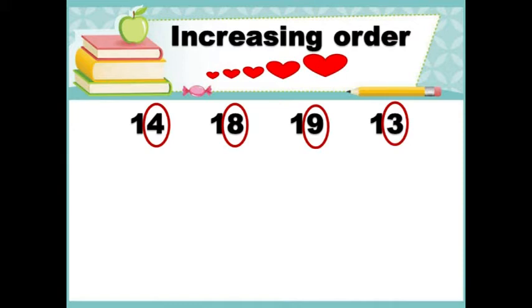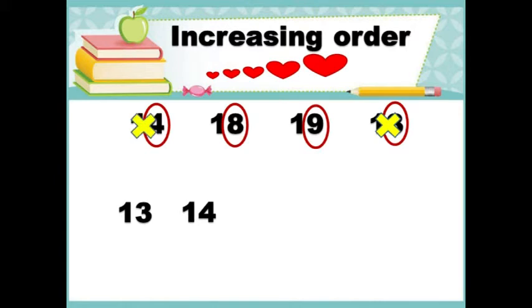So remember, in increasing order, we arrange from smallest to biggest. So we have to find the smallest number. In here, we have 4, 8, 9, 3. The smallest among these four is 3. So we will write 1 and 3, which is 13. Next, we have 4, 8, 9. The smallest among the three is 4. So we are going to write number 14 at the bottom.